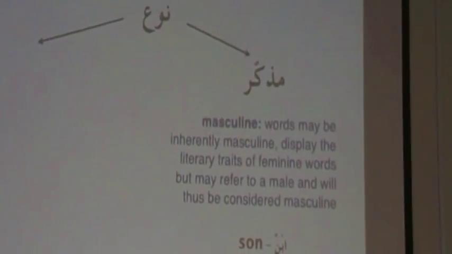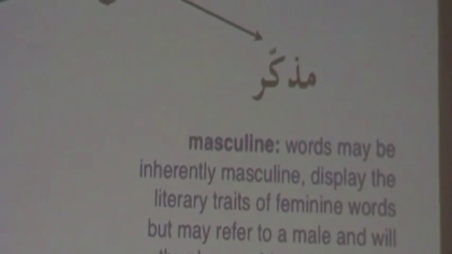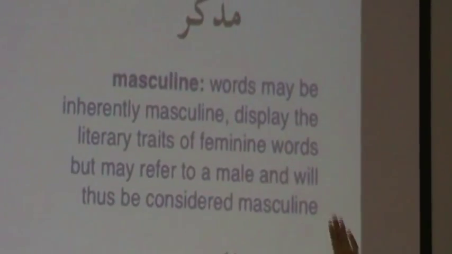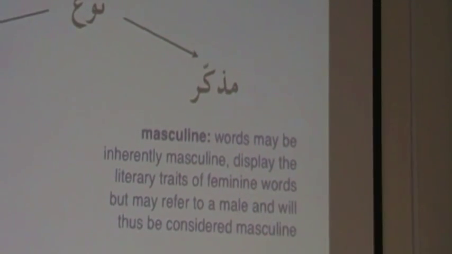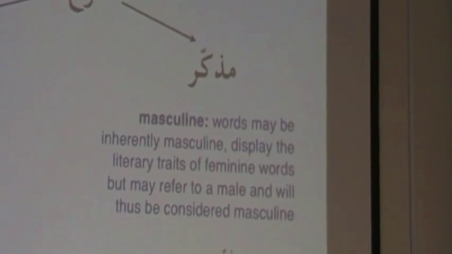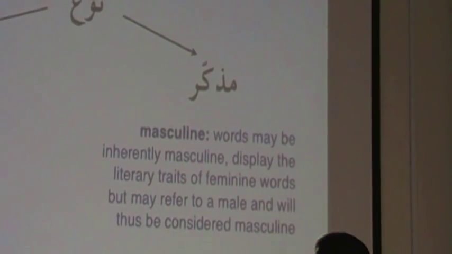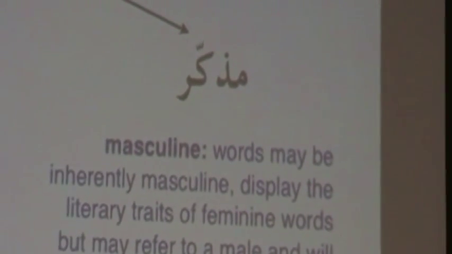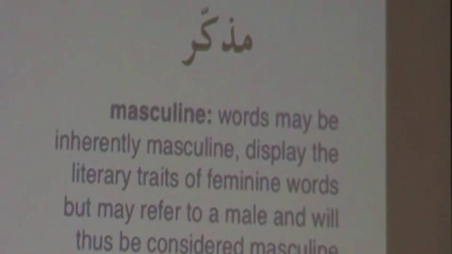So we find that in Arabic all words have an associated gender. The gender is mudhakkar. Say mudhakkar. Mudhakkar means masculine. So words may be inherently masculine. Sometimes they may display the literary traits of feminine words, but they may refer to a male and then we regard them as masculine. Are you with me?